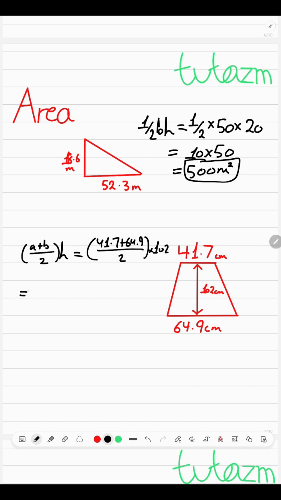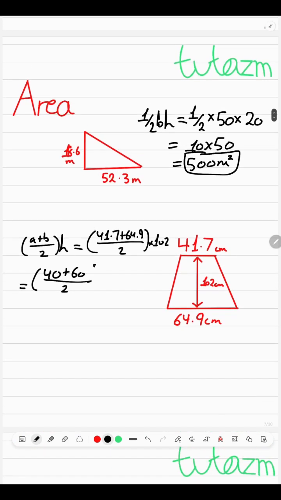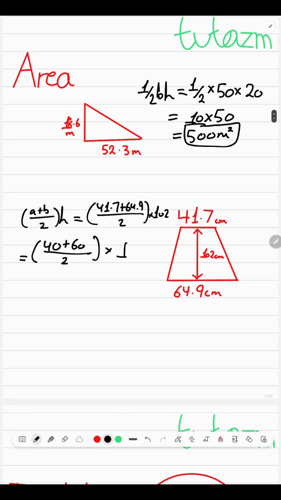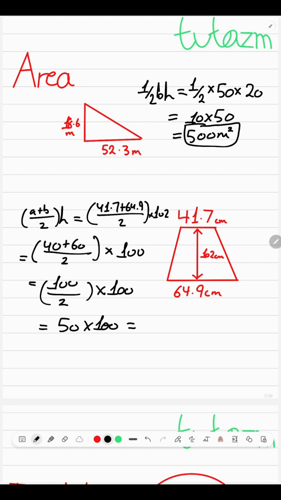Now we're estimating this area, so we'll round everything to one significant figure. So in this case this would be 40 plus 60 over 2, and that is all being multiplied by 100. And what we get is 100 over 2 times 100, giving us 50 times 100, or 5,000 centimeters squared. And that is our final estimate.